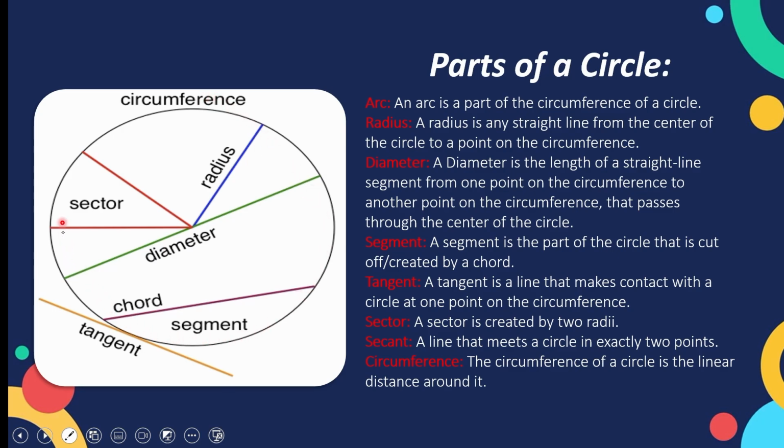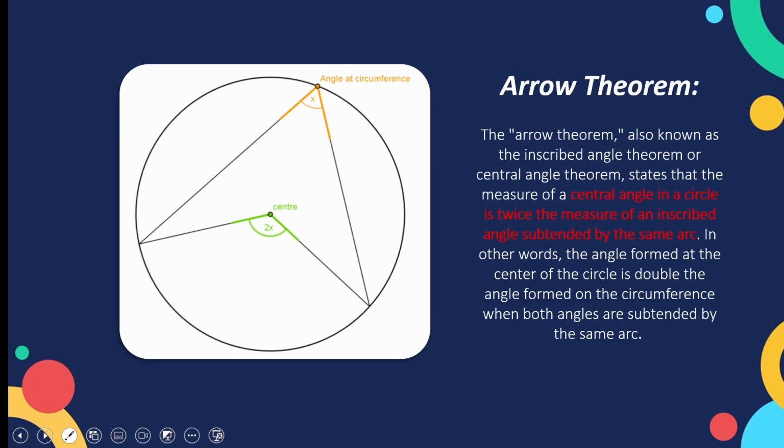So now that we've got the basics of a circle, let's move into looking at some of the theorems that you have learnt from grade 11. All right, matriculants, if we have a look at our first theorem, and this will be one of three, the first theorem that we're going to be looking at is called the arrow theorem.